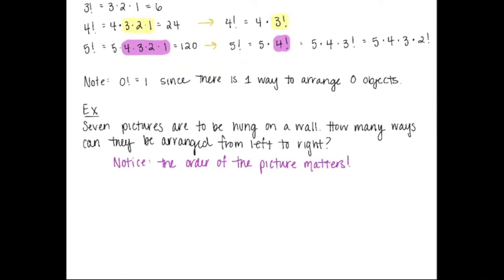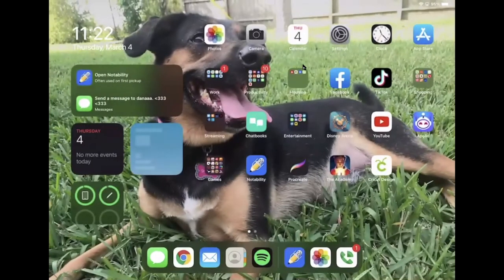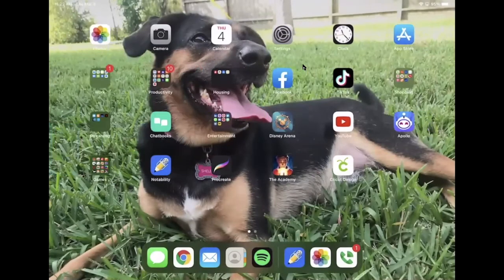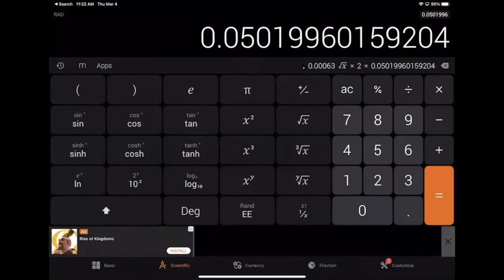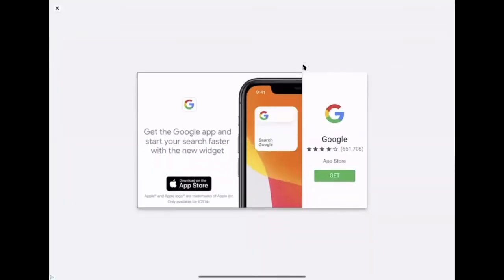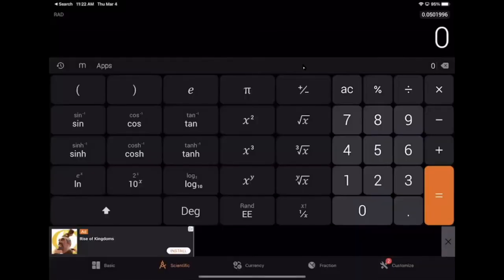And this is where we just use factorial. There are 7 factorial ways to arrange the pictures. Okay. And so let me see if my calculator is under here. Where's my calculator? I know I have one on here. Just scroll, there we go. Okay. Clear all of this. I don't want to add. I don't know if this calculator has it.